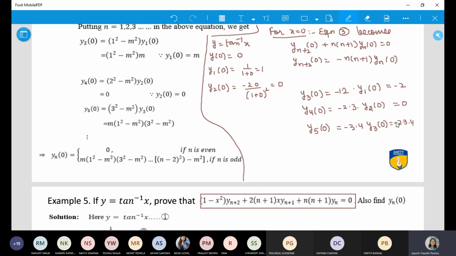No, it will be plus sign. It will be plus sign, no? Because y3 is negative. Are you getting it?